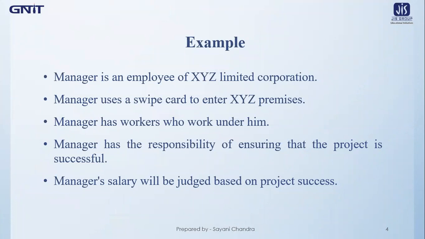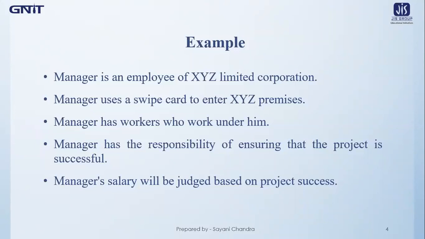Now let's move on to the last two points. The last two requirements say that manager has the responsibility of ensuring that the project is successful, and manager's salary will be judged based on the project success. That means we can conclude that manager and the project, both the objects are dependent on each other. That means the lifetimes of both the objects are the same. In other words, the project will not be successful if the manager is not good, and the manager will not get good increments if the project has some issues.